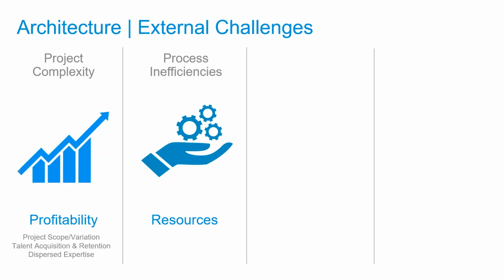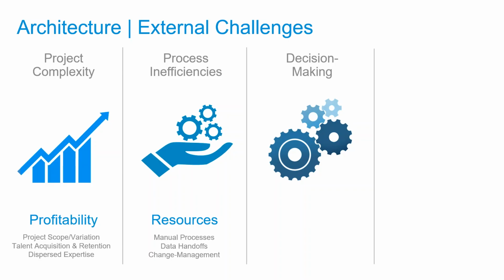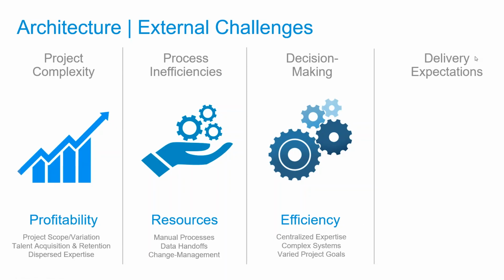There's also a number of issues with resourcing projects and having process inefficiencies. Sometimes the process can still be very manual. There can be issues when you hand the data off to other users, and then there's issues with change management. When we move into things like decision making, we need to be efficient on those decisions. Sometimes you've got to rely on certain centralized expertise, complex systems, or variation on project goals.